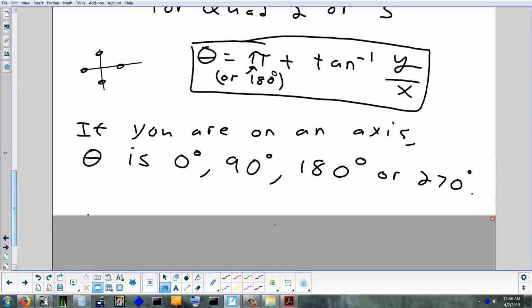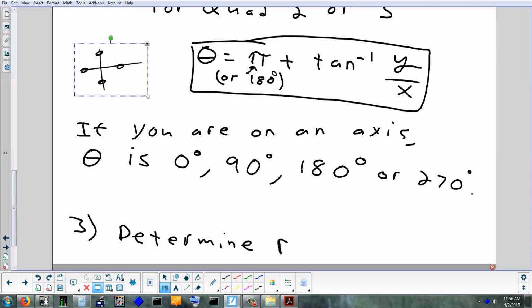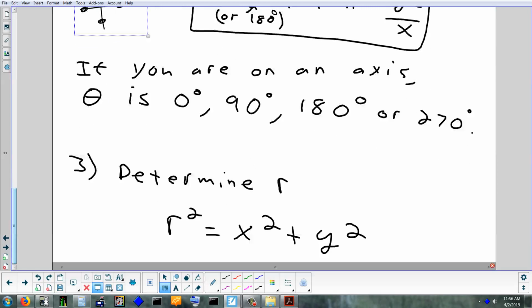So that's how you find your angle: either the inverse tangent of y over x or 180 plus inverse tangent y over x. Other than that, it should be one you can just look at and get an answer. Okay. And then to find r, it's just the Pythagorean theorem. I'm just using the letters x and y because that's usually what you use for a coordinate. So r squared equals x squared plus y squared.